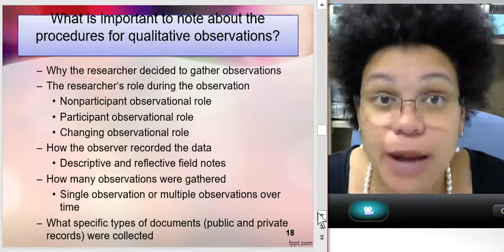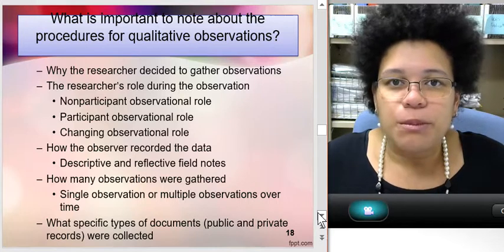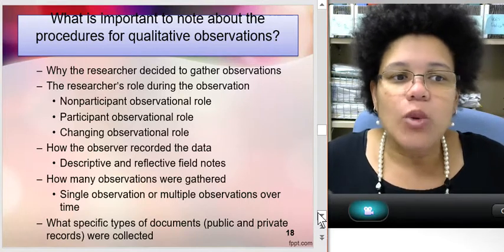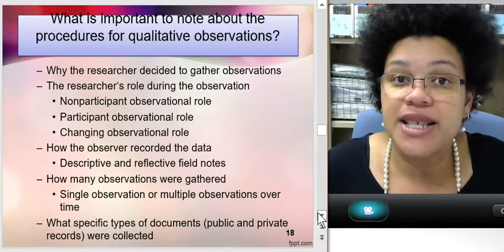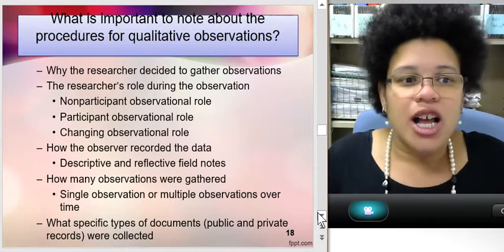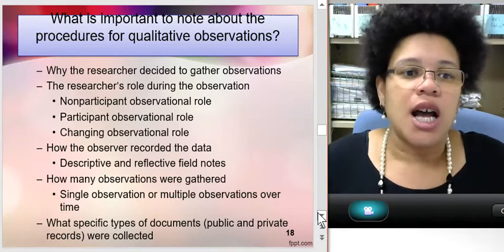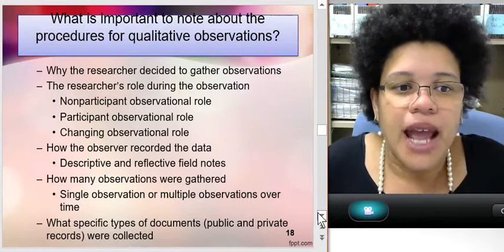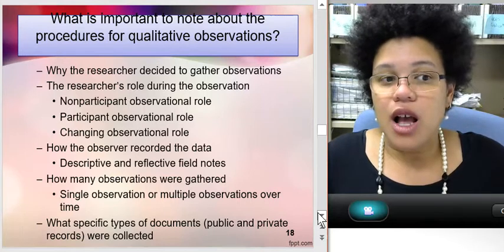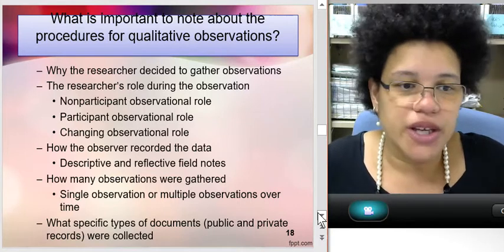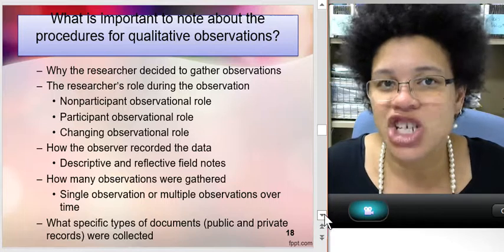And usually these are participant observations. Why did the researcher gather observations? Why did they decide to go about it that way? What was the researcher's role? Were they non-participants and they were basically just watching? Were they participants in the setting? Did their role change? How did they record their data? Did they do descriptive and reflective field notes? How did they go about that? And how many times were they there in the setting observing? We'll talk a little bit more about that when we talk about trustworthiness. And then finally, were there specific types of documents that were also collected in addition to the observation?